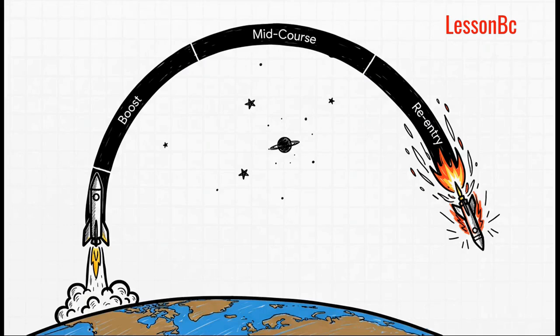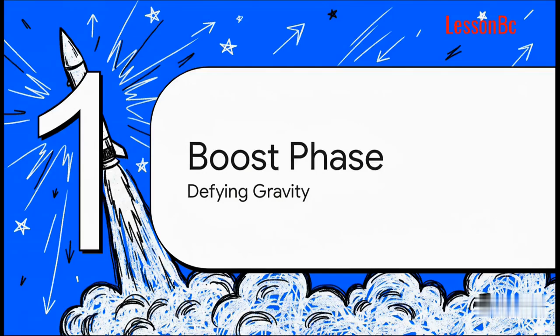So this epic journey, this ultimate throw, can really be broken down into three main acts, and we're going to walk through every single one of them. The incredibly powerful boost phase, the long, silent mid-course, and the final, fiery re-entry. All right, let's start at the beginning.